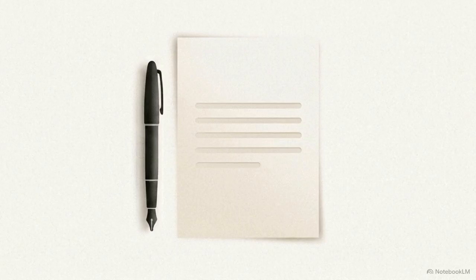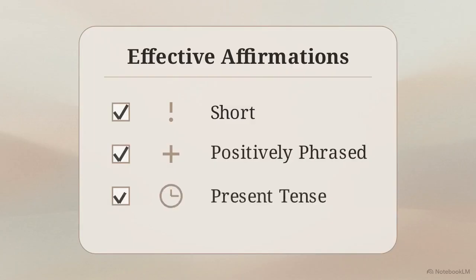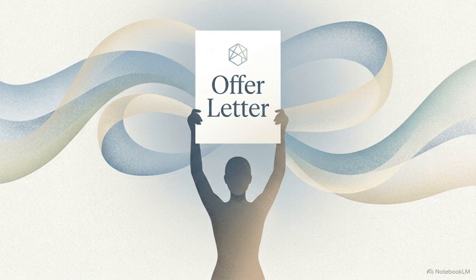Step 3 is the affirmation. This is where you use the pen and paper. We are going to script your inner dialogue to replace negative mental chatter with a firm, positive statement about your goal. Look at this graphic. Effective affirmations follow strict rules. They must be short, positively phrased, and written strictly in the present tense. For example, I now have a wonderful, well-paying job.